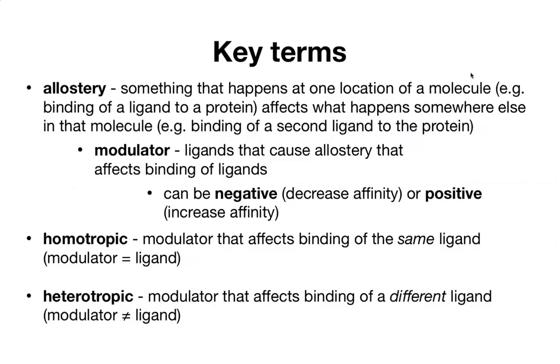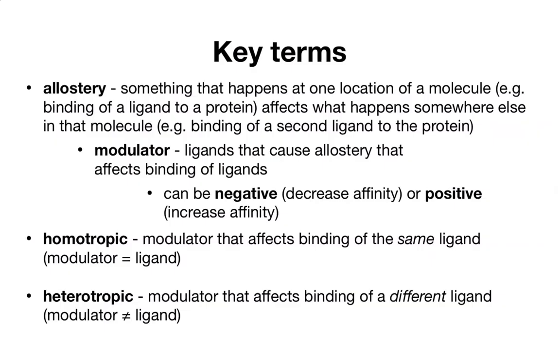Remember our key terms. We had allostery. That was something that happens at one location of a molecule, such as the binding of oxygen to one of the sites, that affects what happens somewhere else in that molecule, such as making the hemoglobin change shape so that those other binding sites have a higher affinity. We can use the term modulator to describe a ligand, a binding partner that causes allostery and affects the binding of ligands. This can be negative, which would mean that its binding decreases affinity for subsequent ligands, or positive, whereas it increases the affinity for subsequent ligands to bind.